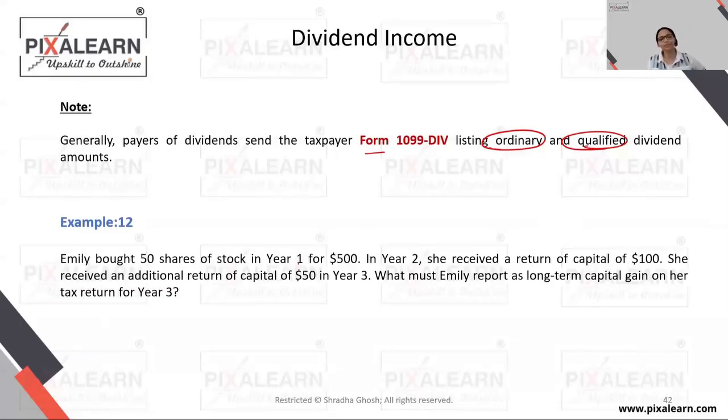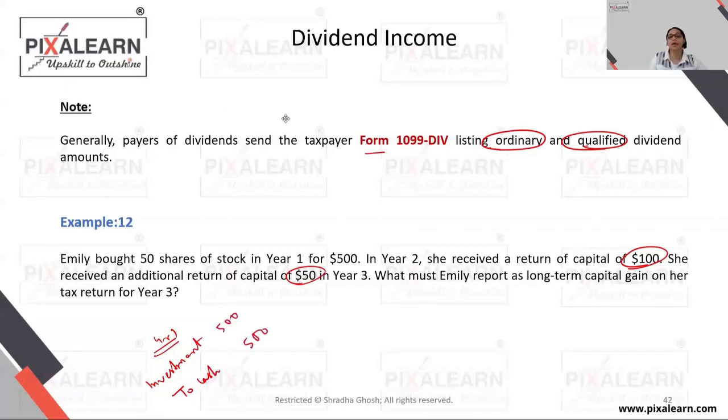Example 12. Emily bought 50 shares of stock in year 1 for $500. In year 2, she received a return of capital of 100. She received an additional return of capital of 50 in year 3. What must she be reporting as long-term capital gains on her tax return for year 3? So in year 1, what did you do? You pass a journal entry, investment account debit to cash. How much? It's $500. You can continue writing your answers in the chat panel.